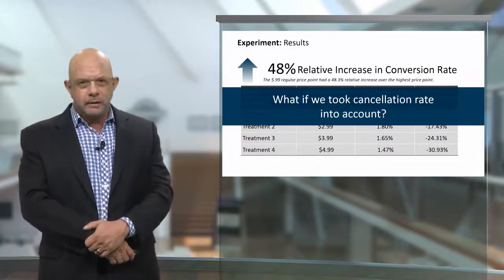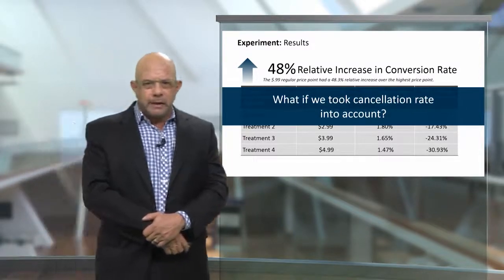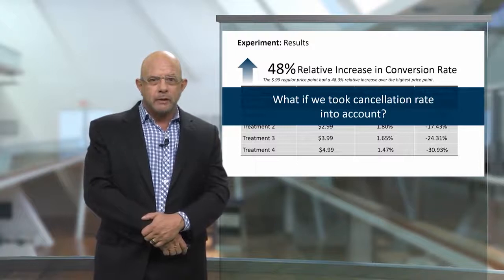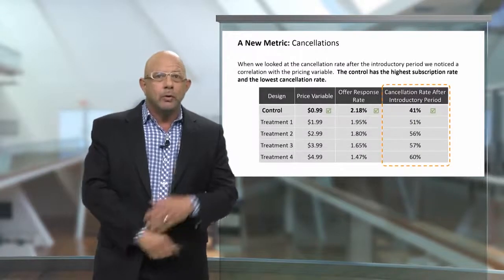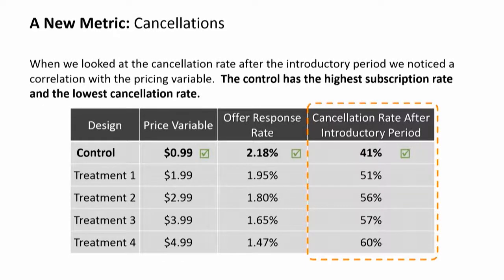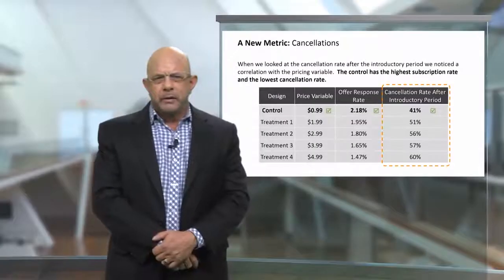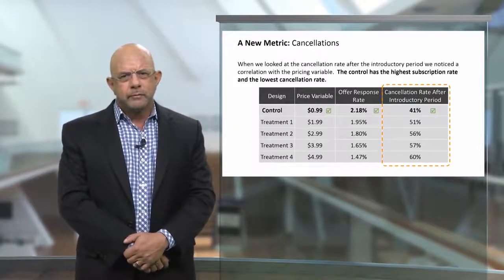Well, when you factor that in, you'll know that the rate that matters now is the lowest. In other words, we want the lowest cancellation rate. So which price point had the lowest cancellation rate? Well, the first one did. So once again, it looks like the control, the 99-cent price point, is the best. Conversion rate's 2.18, and the cancellation rate is 41% compared to 60% for treatment 4. But is that still the best price point to roll out?